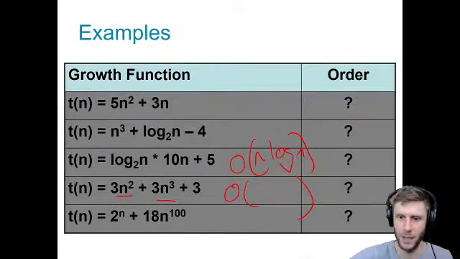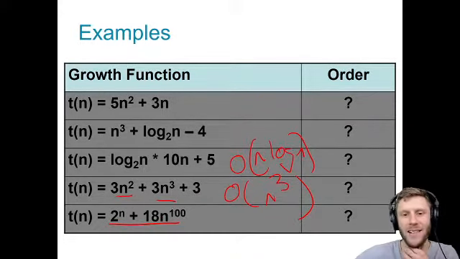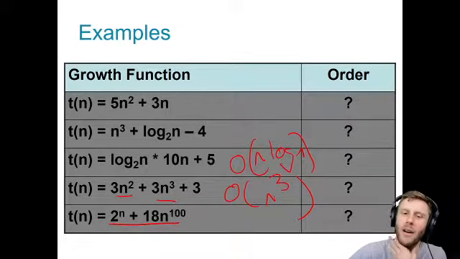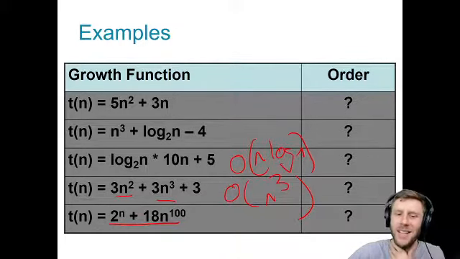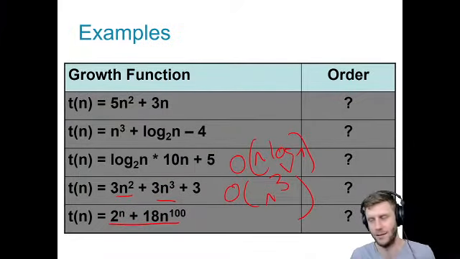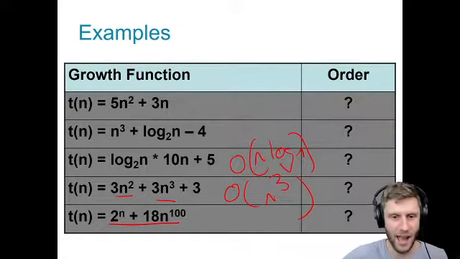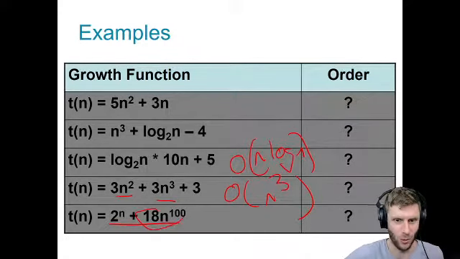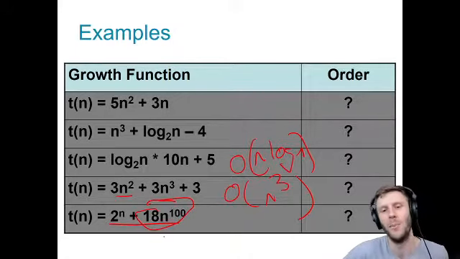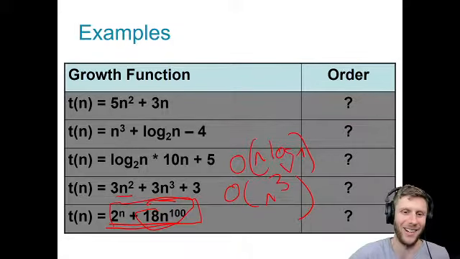Yep, n cubed. Now this is a funny one because, well, 2 to the n versus n to the 100. Whew. What's the dominating bit? 2 to the n, yes. Now, to be clear, in practice, with n's that we can think of in our universe, this will probably appear worse. But you would have a really hard time finding an algorithm that's not deliberately designed to be horrible that looks like this.